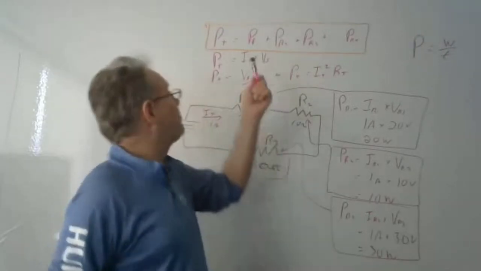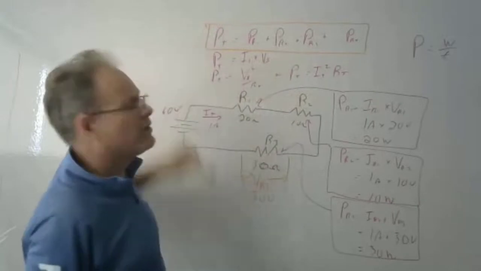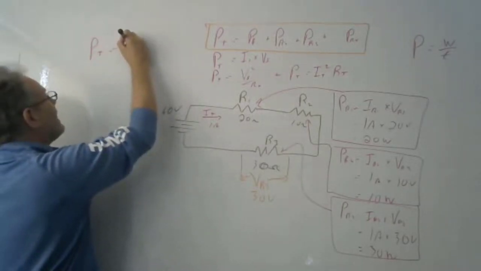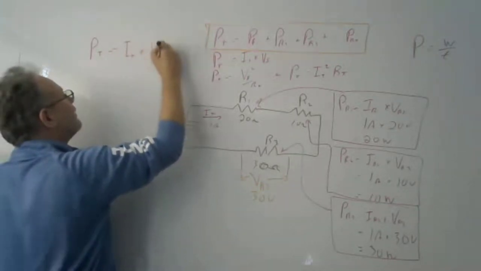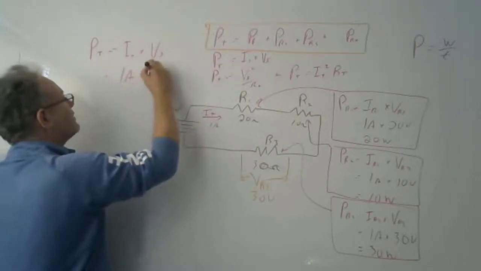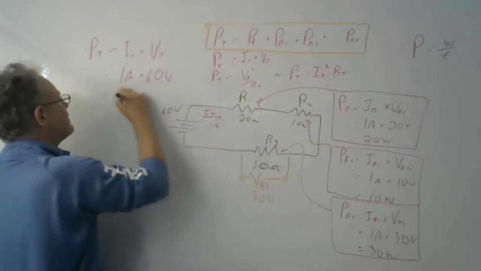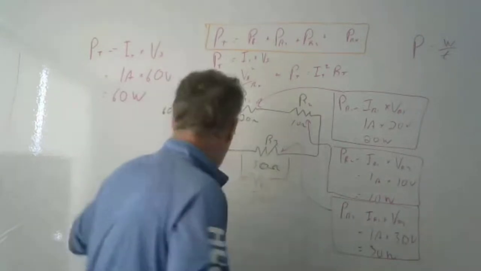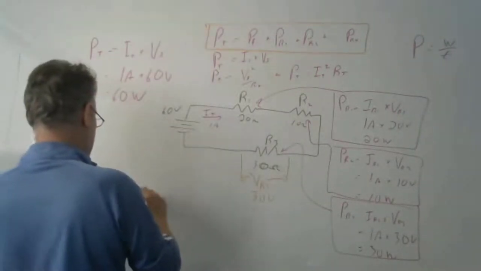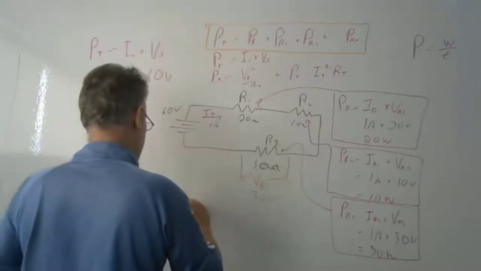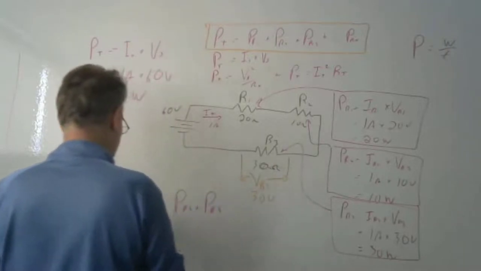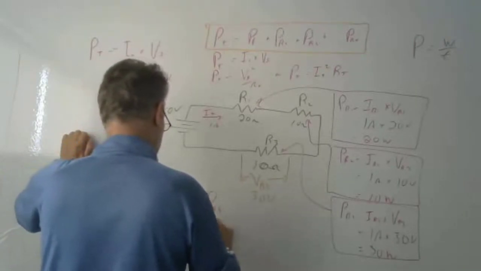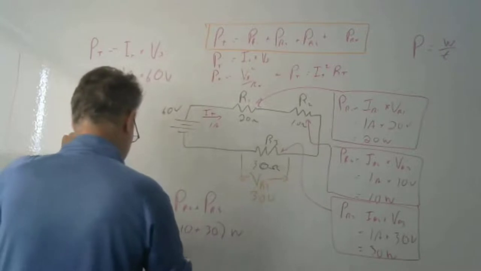Before I even apply this formula, I'm actually going to use this formula here. If I wanted to calculate PT, I would take IT and multiply it by VS. In that case, it's 1 amp times 60 volts, which equals 60 watts. Cool. As you can see, 20 plus 10 plus 30 is 60. So I can use this formula and say PT equals PR1 plus PR2 plus PR3. Fill in my values, and I'm going to get a little smart with my units: 20 plus 10 plus 30 watts equals 60 watts.